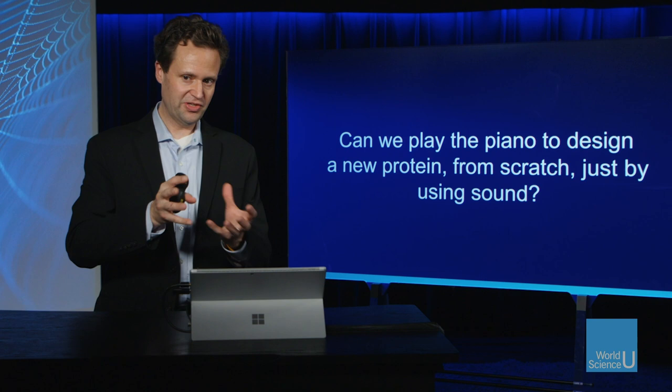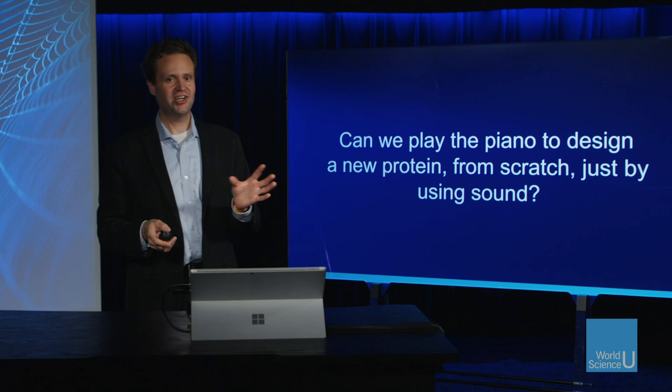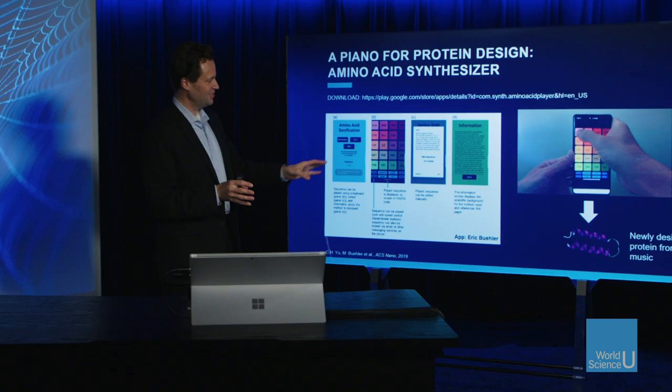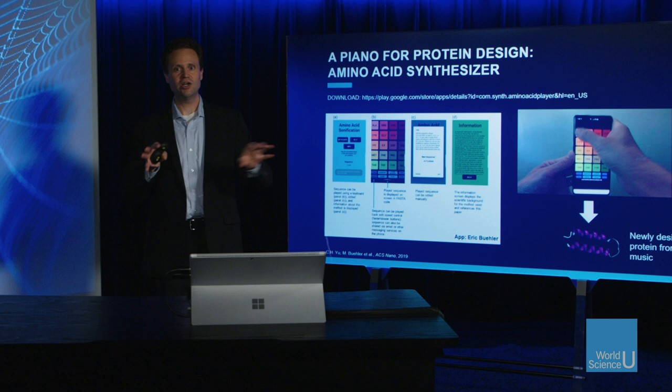So what if we could create a new kind of piano, a new kind of situation? Actually, we have encoded this not in a piano, but in an app that you can download on Google App Store for free. If you download that, you're going to get on your phone a keyboard that has 20 keys. So this is sort of like imagining a piano with 20 keys. Each key on the piano is one amino acid. And you can play that.